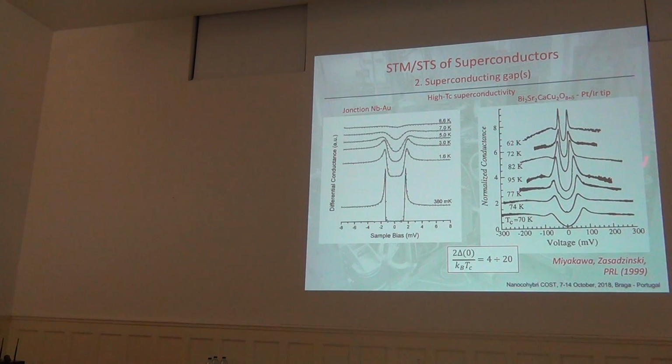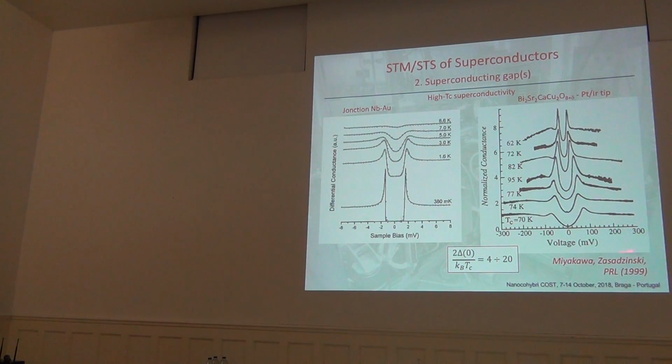Another example which was very important is related to high TC superconductivity, in which the gap width was shown to have no relation to TC. So here, for instance, it is an underdoped sample, and you have 70 Kelvin critical temperature, the gap is very large, and then you have also a 70 Kelvin sample, but overdoped, and the gap is very small.